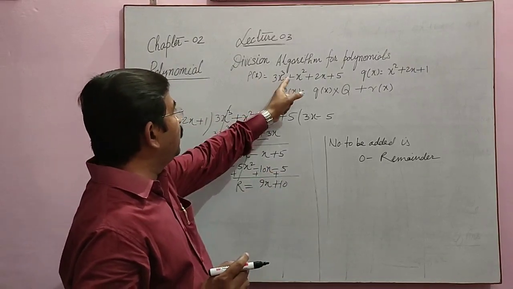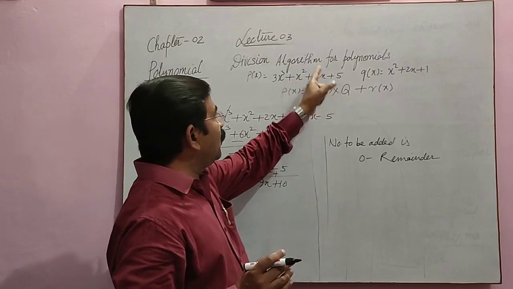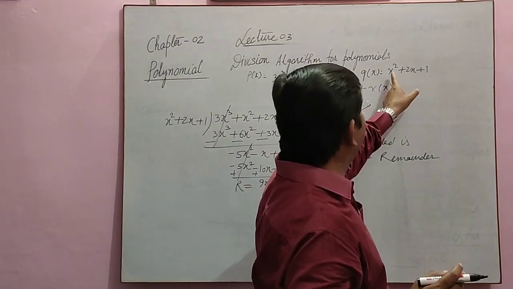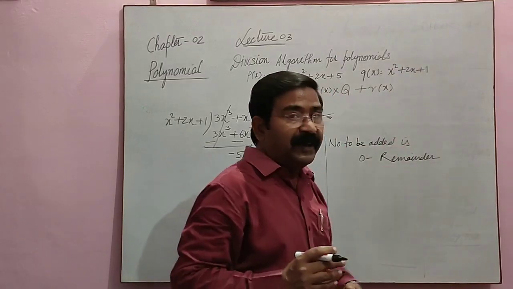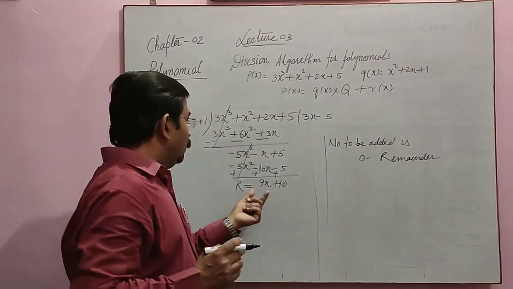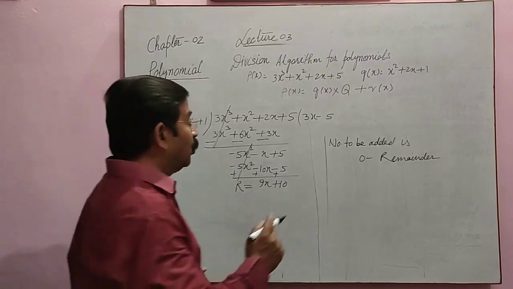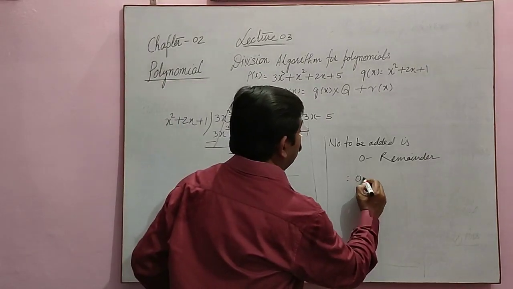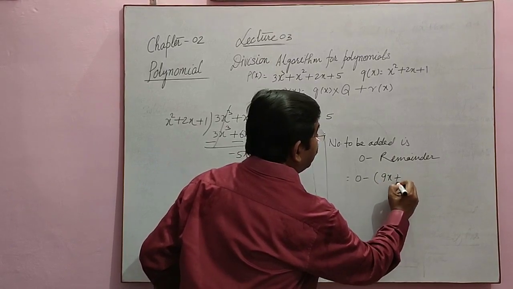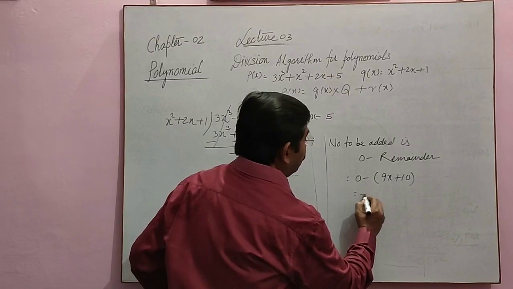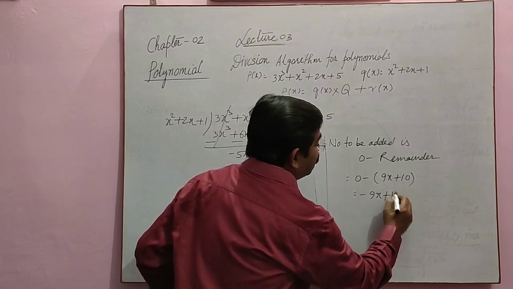So in this question, if you are asked what must be added to the polynomial 3x cube plus x square plus 2x plus 5 so that it can be divided by x square plus 2x plus 1 exactly, whatever remainder comes, we subtract the remainder from 0. So it is 0 minus (9x plus 10), whatever the remainder is. So your answer is minus 9x minus 10.